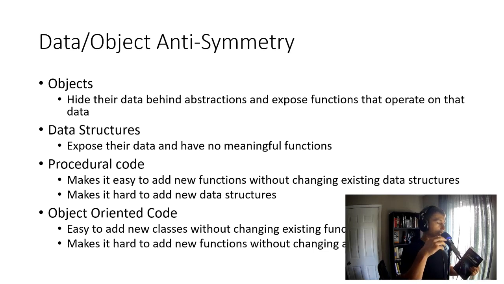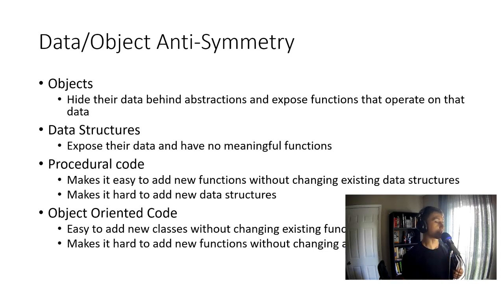And this kind of adds to the anti-symmetry between objects and data structures. So procedural code versus object-oriented code. You can see object-oriented code has to do with objects, procedural code more so with data structures. But procedural code makes it easy to add new functions without changing existing data structures, but it makes it hard to add new data structures.